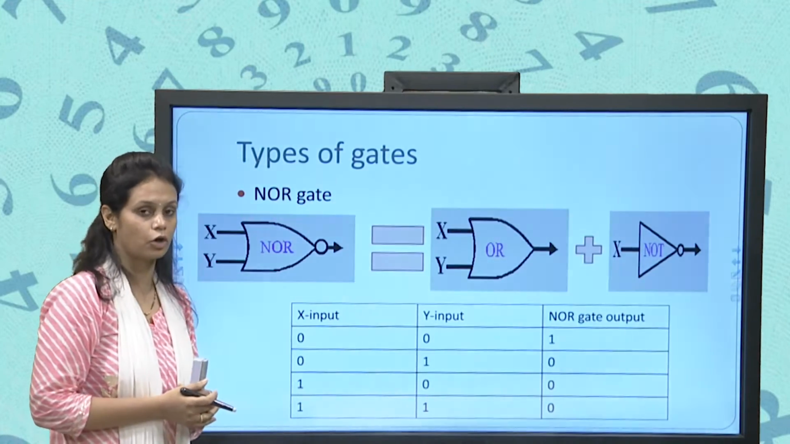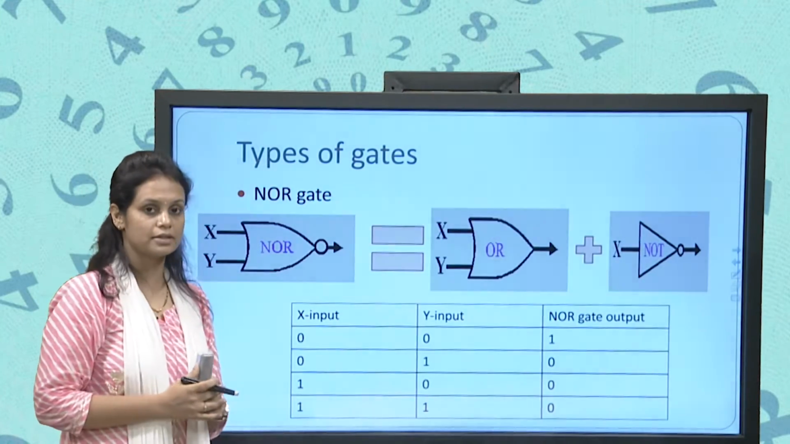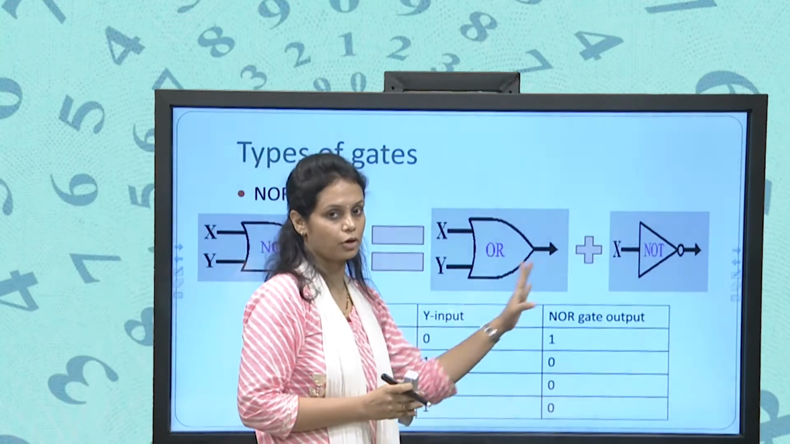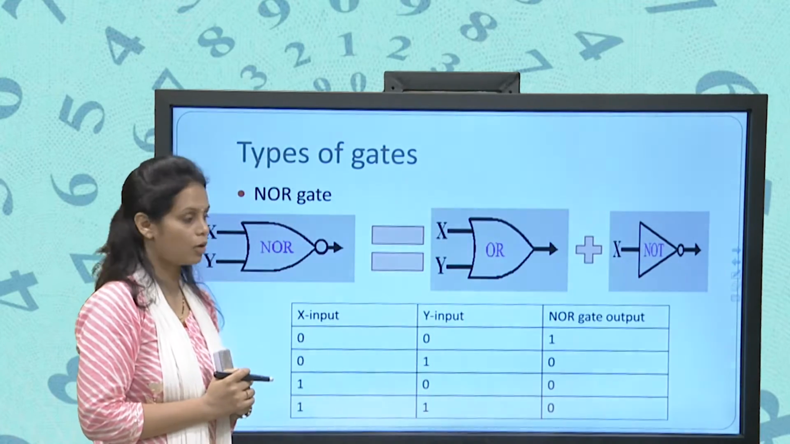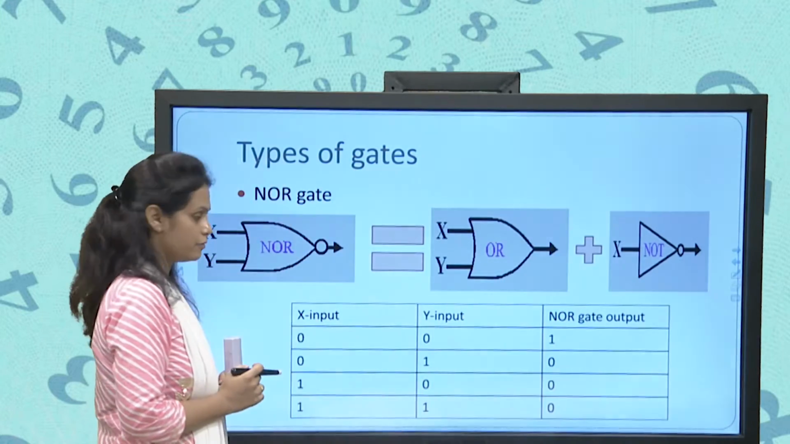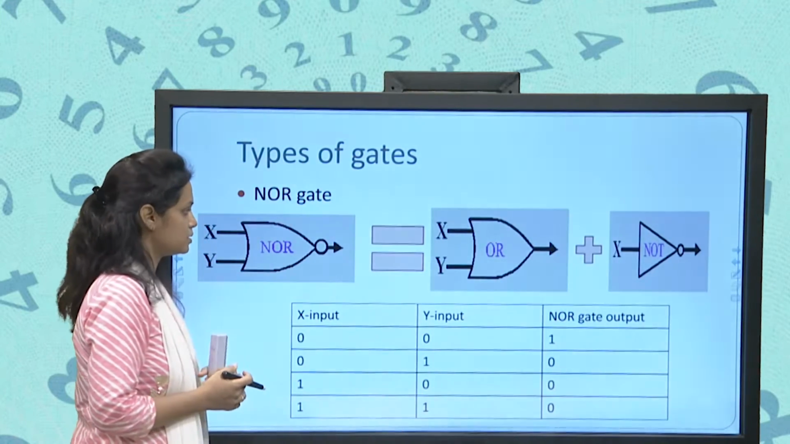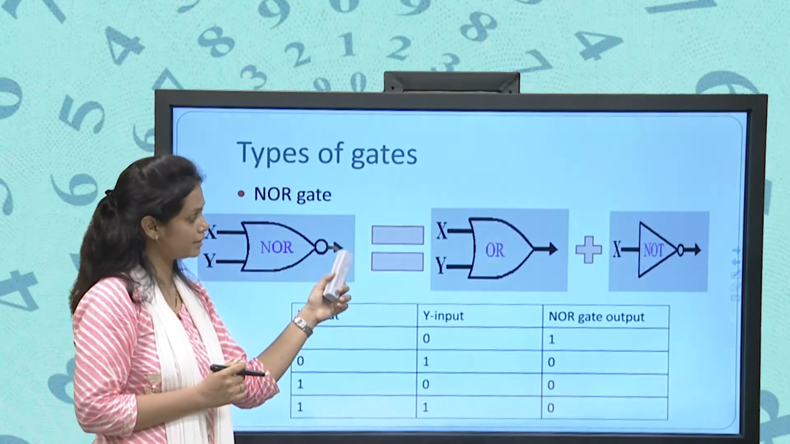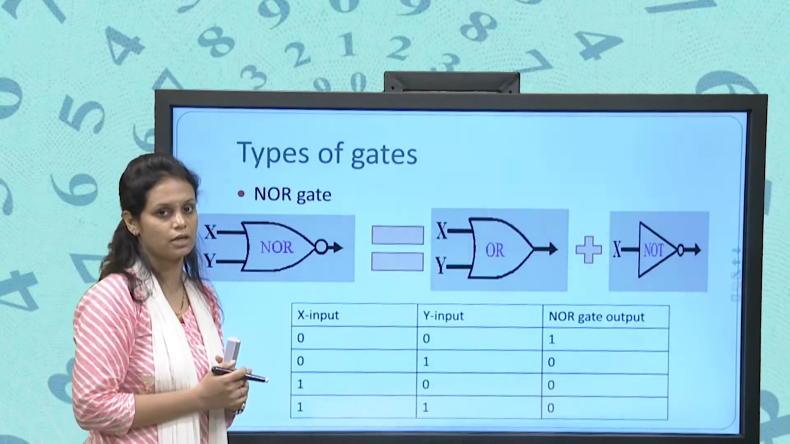Next is the NOR gate. Now see, what is the NOR gate? The NOR gate is the combination of the OR gate plus the NOT gate. We'll see some examples in detail. First we will perform the OR operation using the OR gate, and then we will perform the NOT operation using the NOT gate.